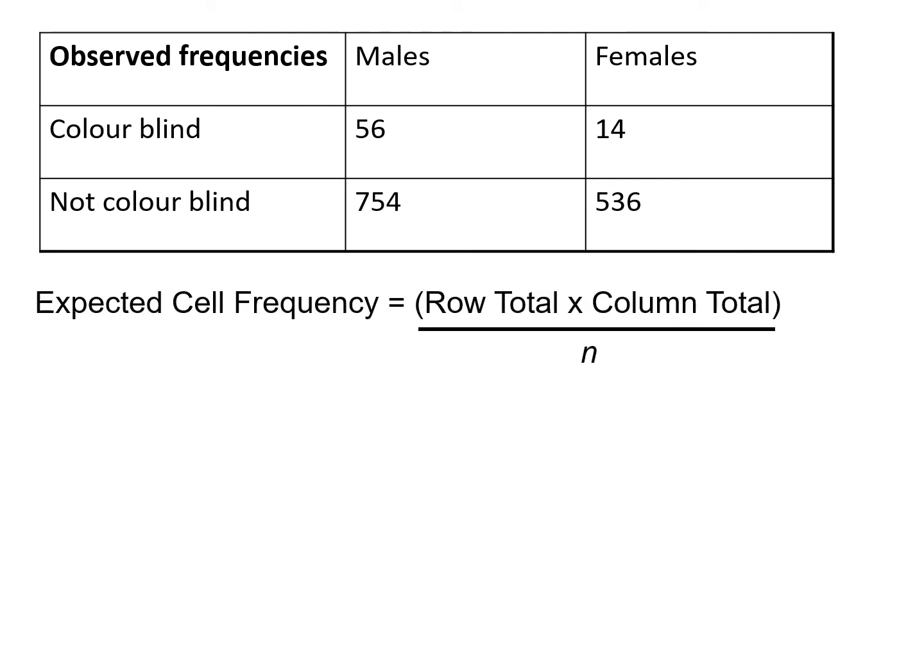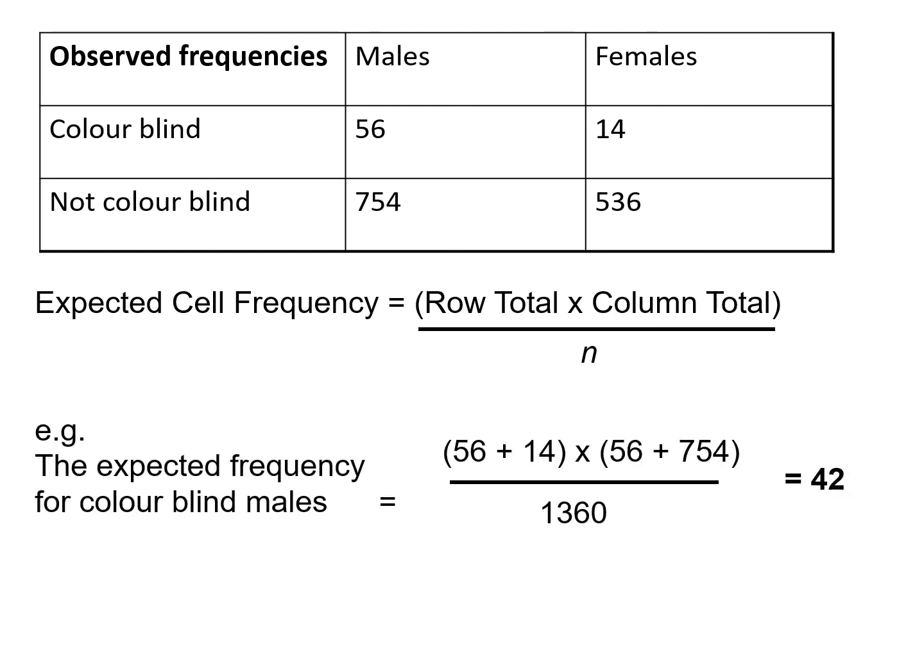When we look at the calculation, to work out the expected number for any of those combinations of male, female, colorblind, not colorblind, we get the row total multiplied by the column total and divided by n, with n represented by all of the numbers added together. If we look at a couple of examples, the expected frequency of colorblind and male: the row total is the top row, so it's 56 plus 14. The column total is the first column, which is 56 plus 754. And n is the total number of organisms added together, which is 1,360. That would give us an expected value of 42 for the colorblind males.